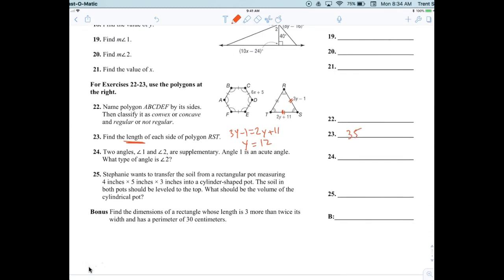35. Okay. Wait, why would you say that? Well, because you found, and look, this is on all standardized tests. You with me? You found the value for y. You didn't find the length. You with me on that, right? Yes, sir.